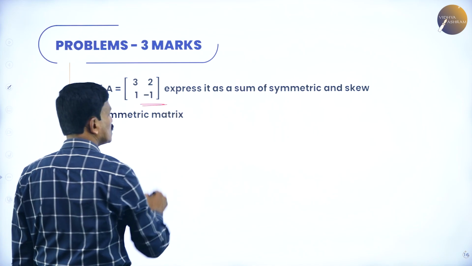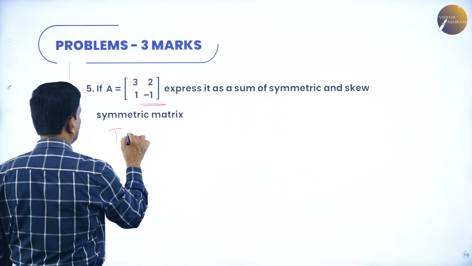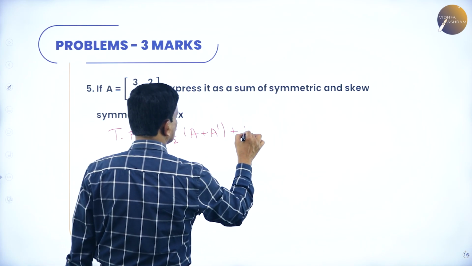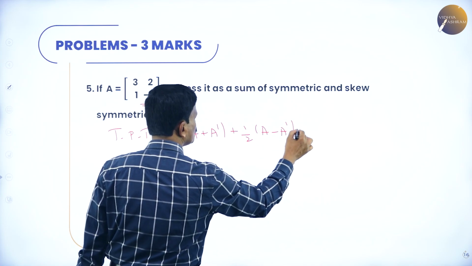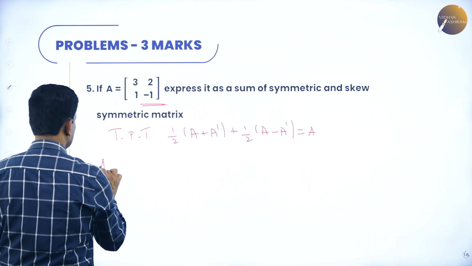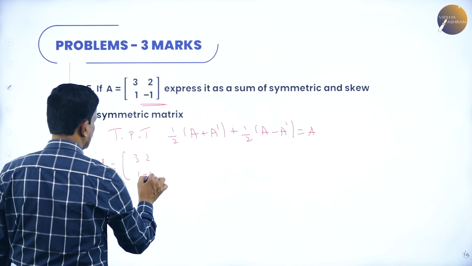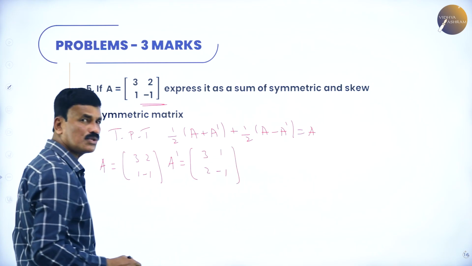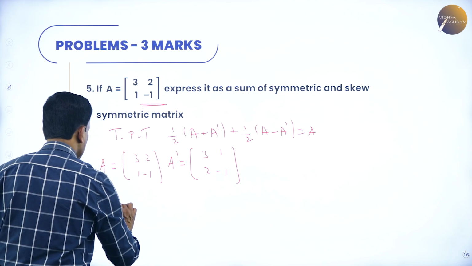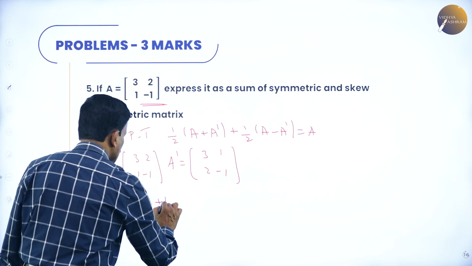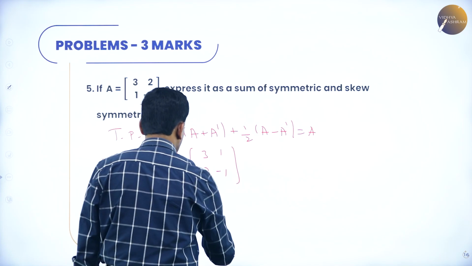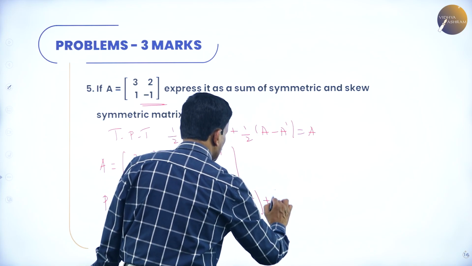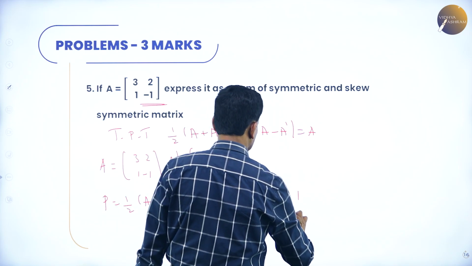Now to express this as a symmetric and a skew symmetric matrix, to prove that half of A plus A dash plus half of A minus A dash is equal to A. Now what is given? A is equal to 3 2 1 minus 1. Find out A dash, transpose of this, which is 3 1 2 minus 1. Now first find out P. P is equal to half of A plus A dash. Now that's equal to first half as it is A. What is A? A is 3 2 1 minus 1 plus A dash, that is 3, 1, 2 minus 1.